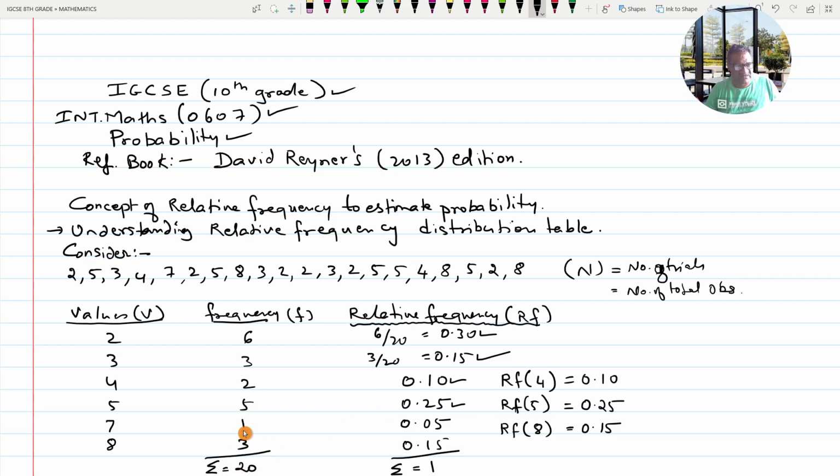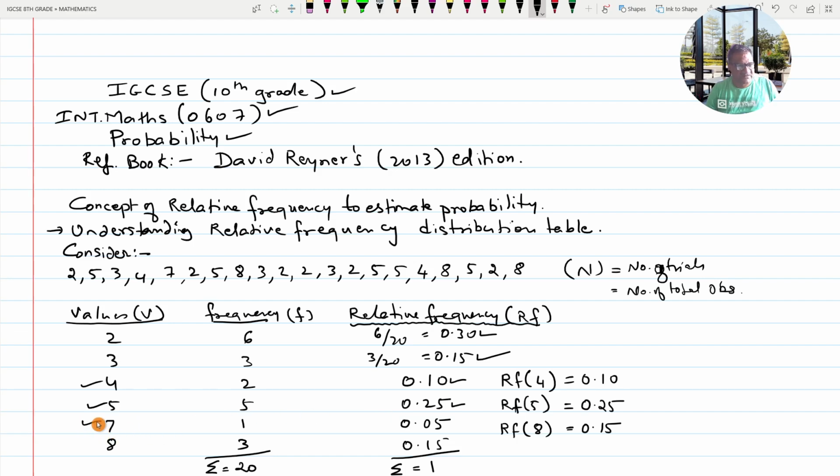I'm sorry, the relative frequency of 2 will be 6 upon 20, which is 0.30. The relative frequency of 3 will be 3 upon 20, which is 0.15. The relative frequency of 4 will be 2 upon 20, which is 0.10. The relative frequency of 5 will be equal to 5 upon 20, which is 0.25.